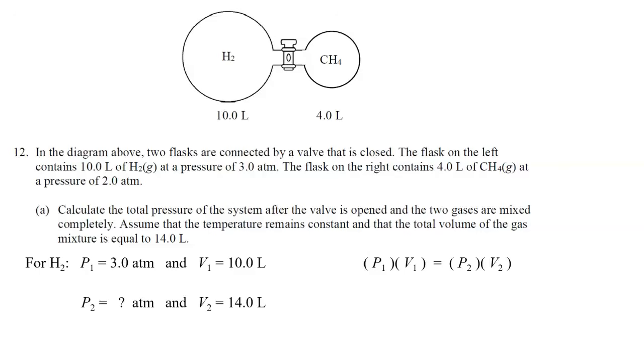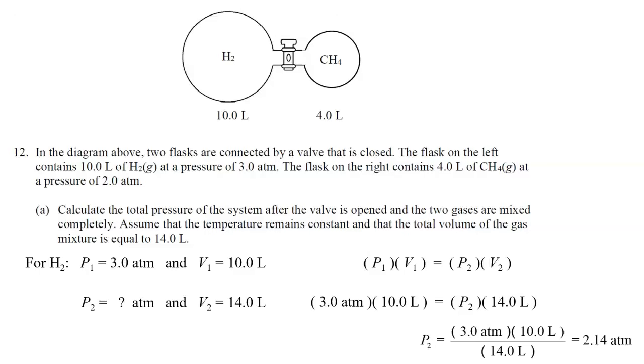Let's plug in the numbers that we know and solve for the final pressure of the hydrogen once the valve is opened. And so the math for this calculation would be 3 times 10 divided by 14. So that works out to be a value of 2.14. So the pressure of the hydrogen after the valve is opened is 2.14 atmospheres.